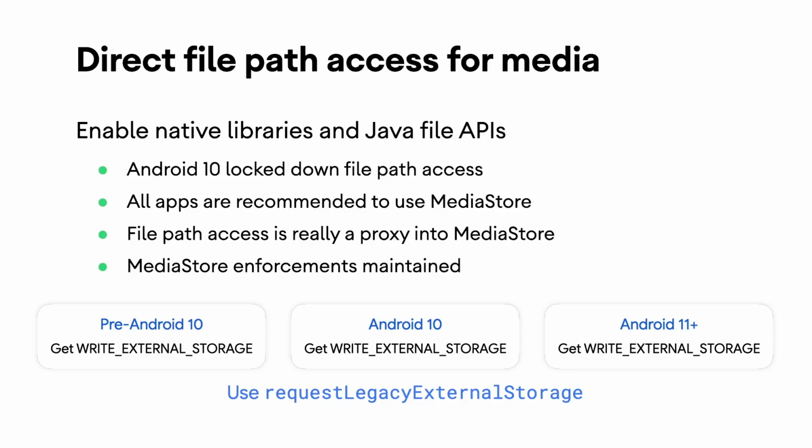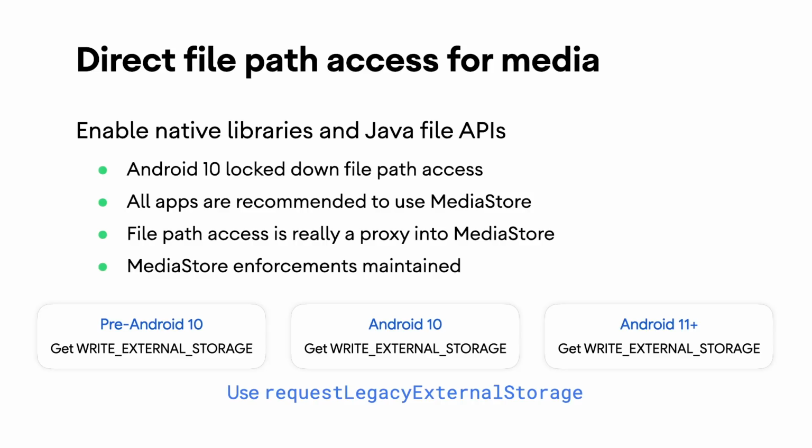So in Android 10, direct file path access was restricted. However, many developers told us that this isn't always possible, which we can understand. For example, this is important for apps using third-party media libraries. In response, we are enabling this in Android 11. File path access for media provides a native file-like interface to Media Store to allow apps and libraries to continue using file APIs to access media content.